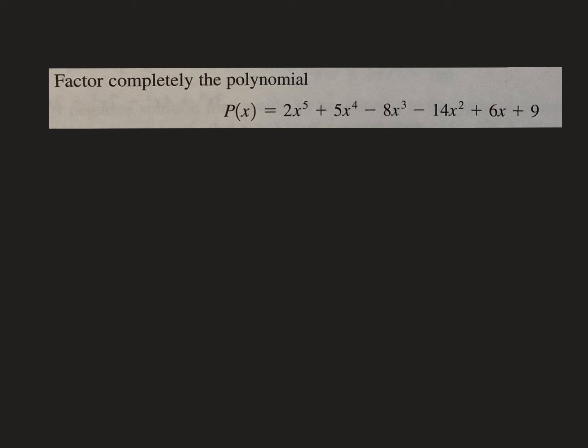All right, this one says factor this. We can't factor it if we don't know any zeros. So start out like we did yesterday. Let's make a list. The factors of 9 over the factors of 2, which is these. All right, and I'm going to try one.